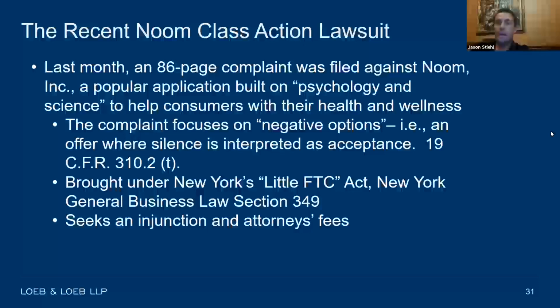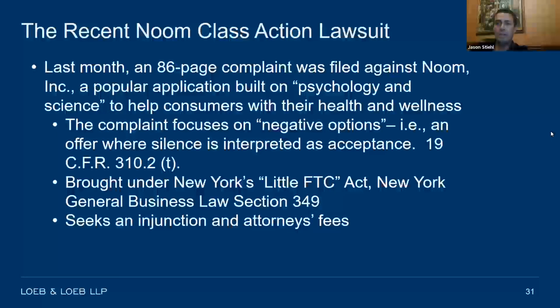And so monitoring it is important, because it's my expectation that to the extent that dark patterns don't become their own standalone statute in a state, it very well will become codified somewhere, most likely underneath one of the little FTC acts of a particular state.